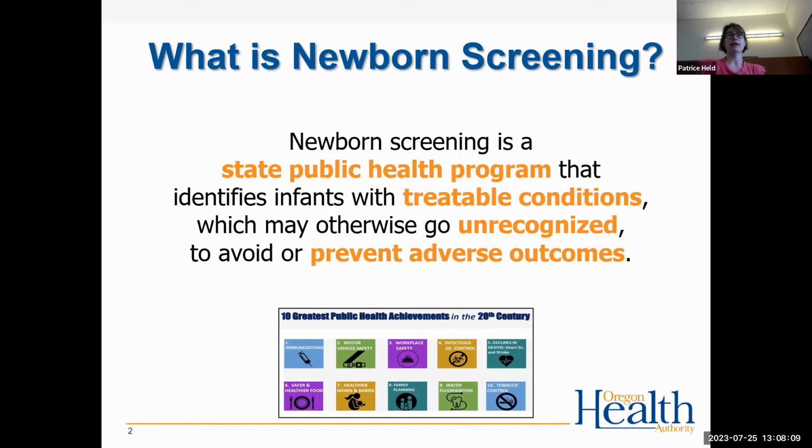in order to prevent adverse outcomes. And just after, the CDC selected 10 public health achievements of the 20th century, and newborn screening was named one of those achievements within the category of healthier moms and babies.